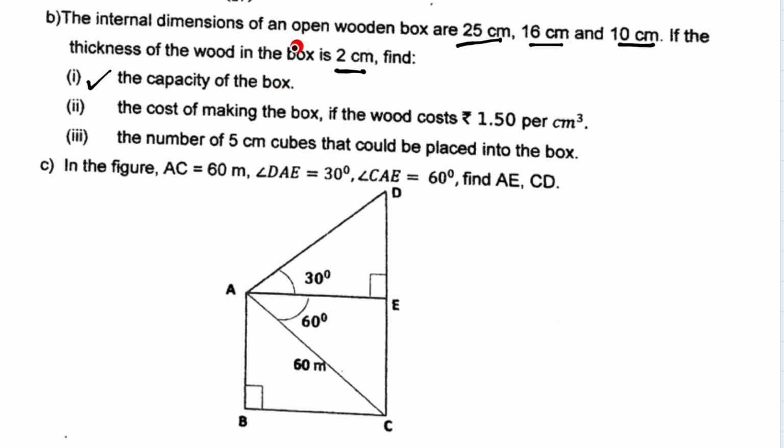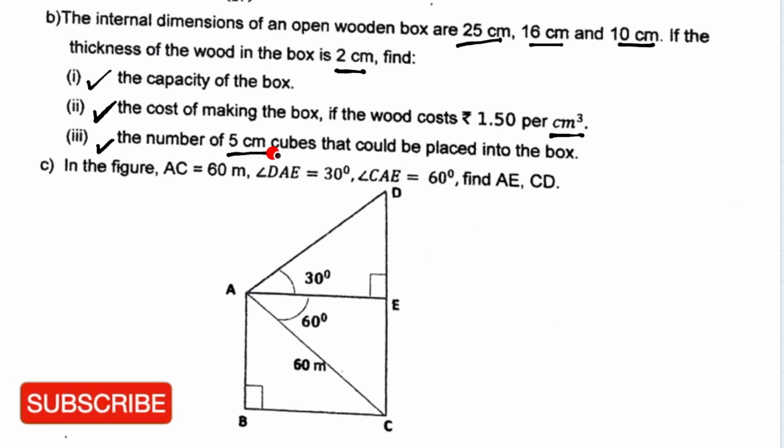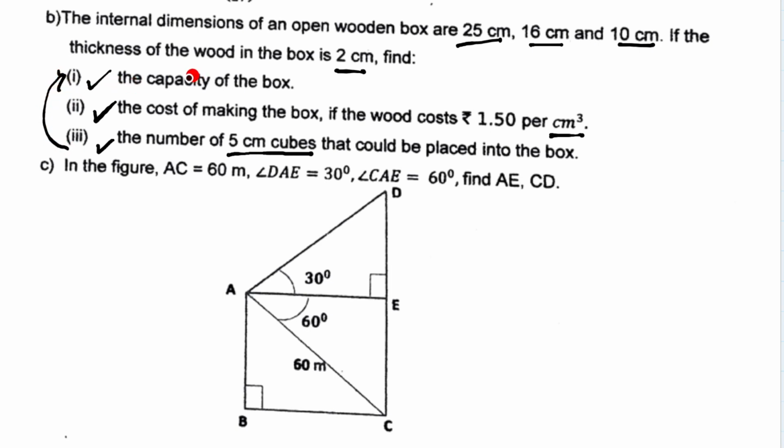What is the capacity? It will be the internal volume. Cost of making the box, if the wood costs rupees 1.50 per centimeter cube, so we have to find the volume here of the wood, and the number of 5 centimeter cubes that could be placed into the box. So how many such cubes can fit, which means this is connected with this internal volume. Internal volume will be equal to the volume of n number of 5 centimeter cubes.